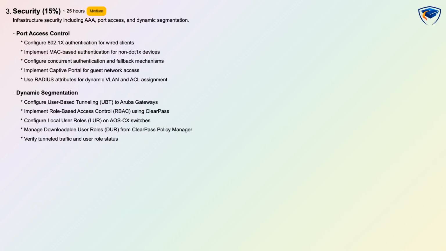Security is 15% and focuses on infrastructure security including AAA, port access, and dynamic segmentation. This domain is medium difficulty with an estimated 25 hours and scenario-based assessment tasks. You will configure port access control such as 802.1X for wired clients and MAC-based authentication for non-802.1X devices, set up concurrent authentication and fallback, and implement captive portal and RADIUS attributes for dynamic VLAN and ACL assignment.